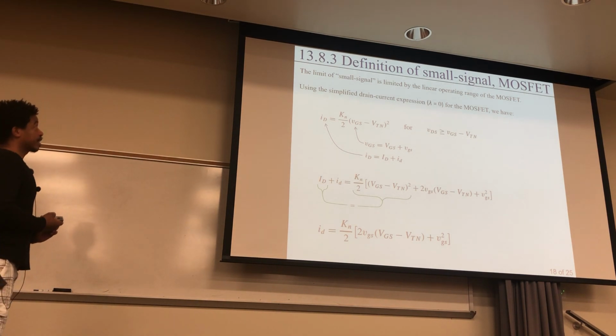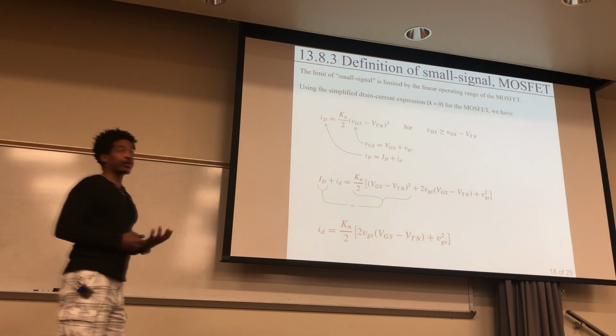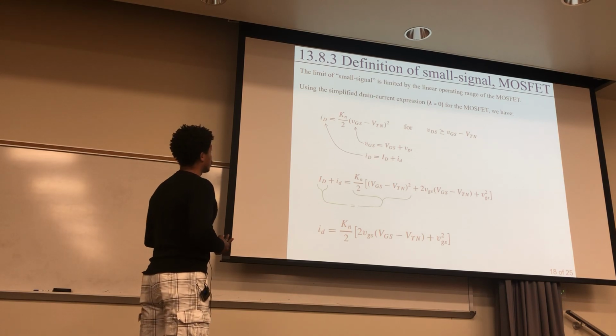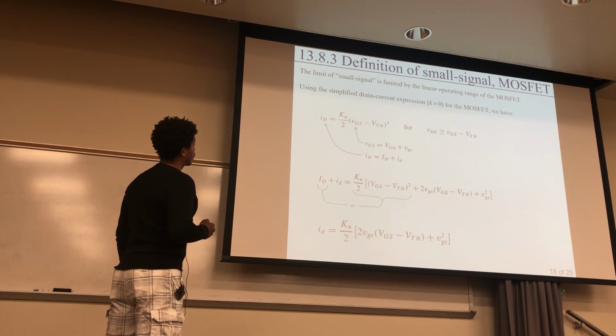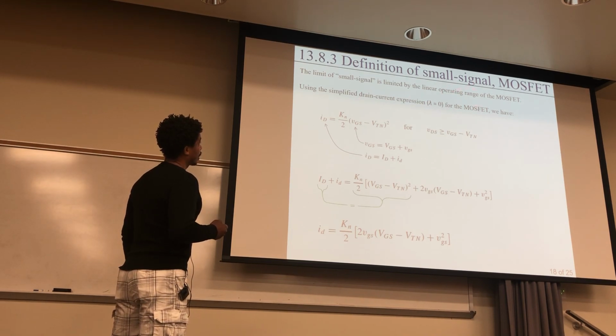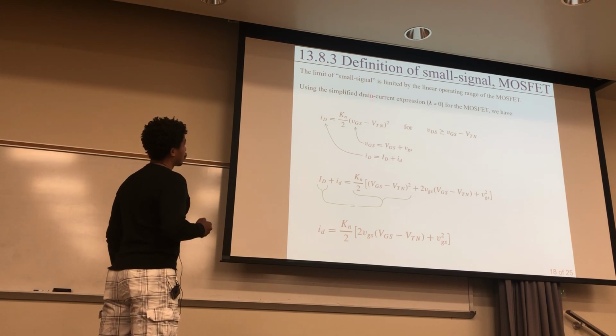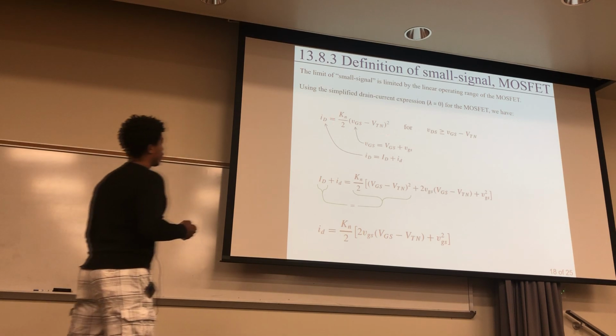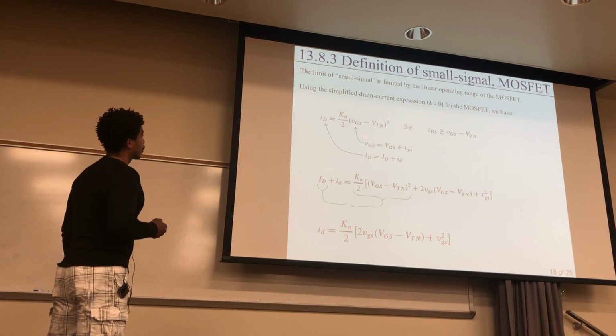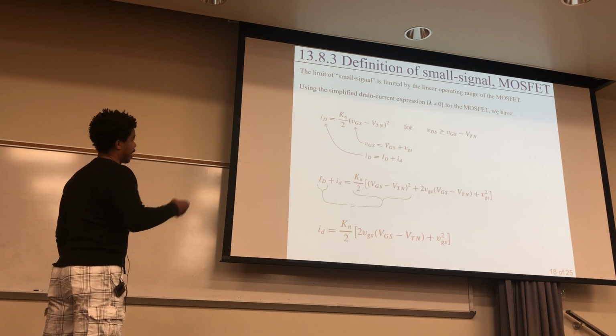Okay, so let's look at what the definition of small signal is for the MOSFET. The limit of small signal is limited by the linear operating range, of course. Using the simplified drain current expression, where lambda is 0 for the MOSFET, we have this right here. This is what we got from our last slide.